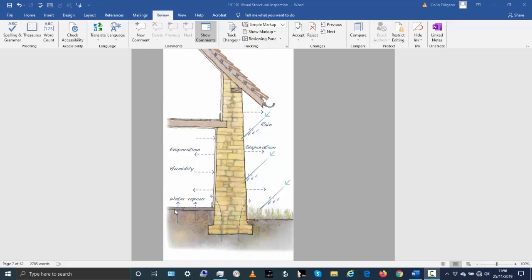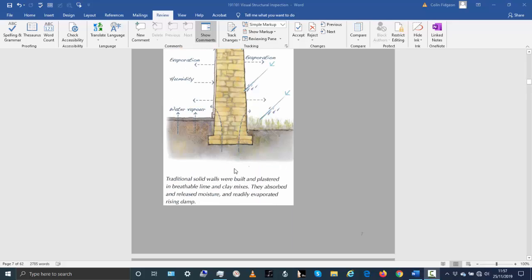Also on an old stone wall, the foundations are often quite shallow, oftentimes only a couple of 100 mils deep. You get rising damp that does come up through the walls, but because the walls can breathe, that rising damp will evaporate off and generally does not penetrate to the inside. The floors were oftentimes just flagstones, and if water vapor came up, it evaporated and didn't cause too much of a problem. So this is how an older building works, and they can work quite well if they're looked after. That is typically what you have in your house. Plastered breathable, they absorb and release moisture and evaporate the rising damp.